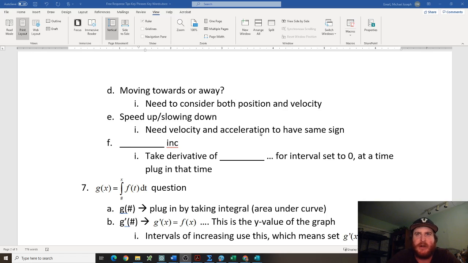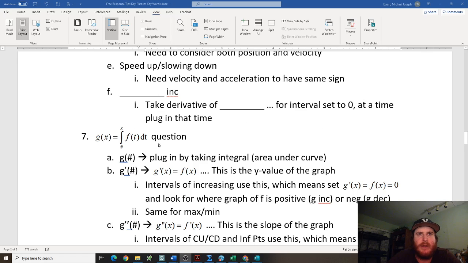Speeding up, slowing down is very similar. Speeding up is when the velocity and the acceleration have the same signs. Slowing down is when they have opposite signs. Like I said, if you see any of these increasing, you take the derivative of that quantity.